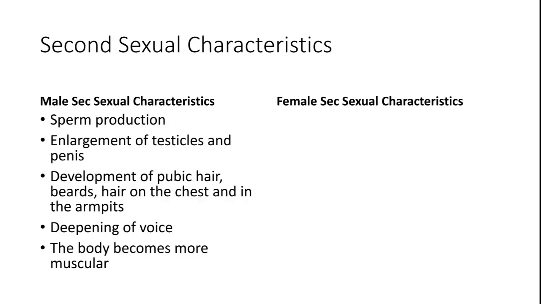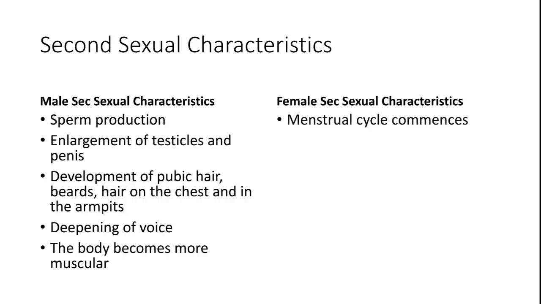Now, for the female secondary sexual characteristics, they are influenced by a hormone known as estrogen, which is secreted by the female gonads, which are known as ovaries. So please, my students, study. The female secondary sexual characteristics are influenced by a hormone known as estrogen. So what are they?